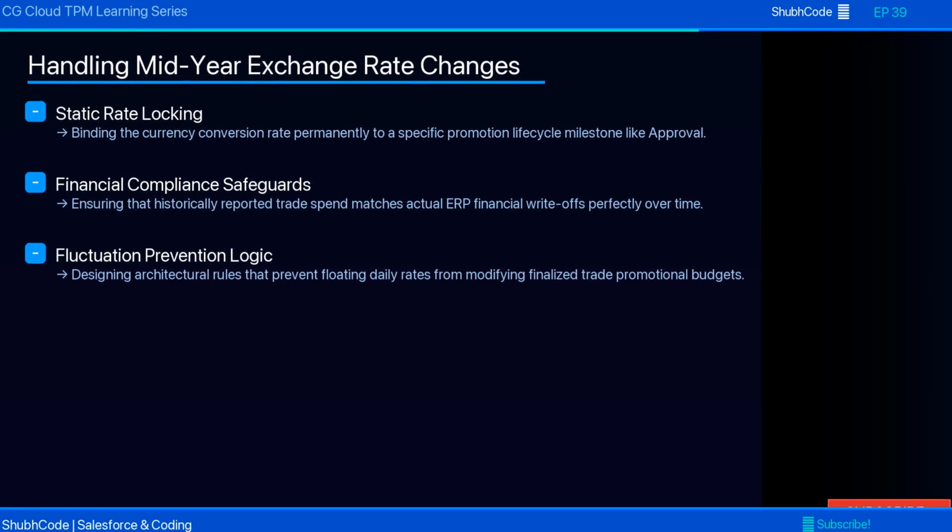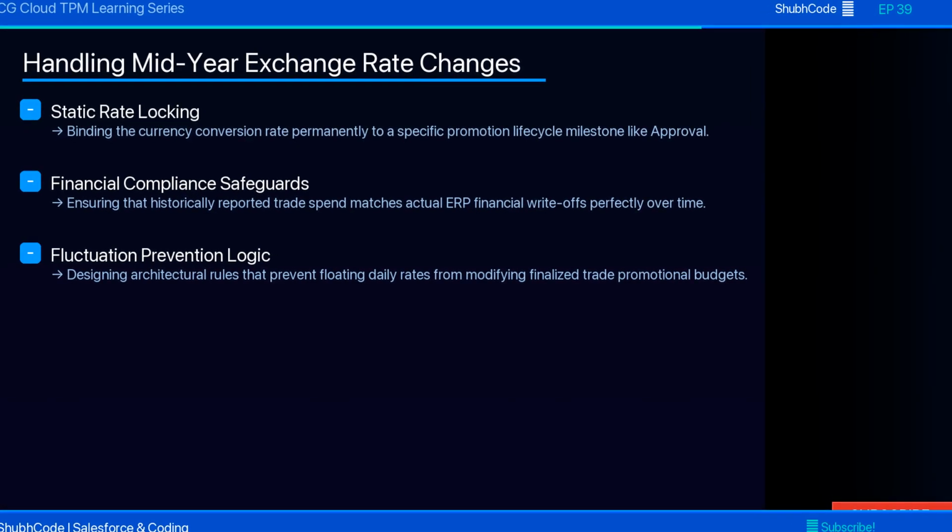What happens when exchange rates change mid-year? This is where many architects get tripped up and accidentally break their financial ledgers. In TPM, you must use static date effective exchange rates rather than floating current rates. If you recalculated a completed Q1 promotion with Q4 exchange rates, your historical P&L would shift, causing compliance issues. By locking exchange rates to the promotion's approval date, you guarantee that historical records remain completely accurate.